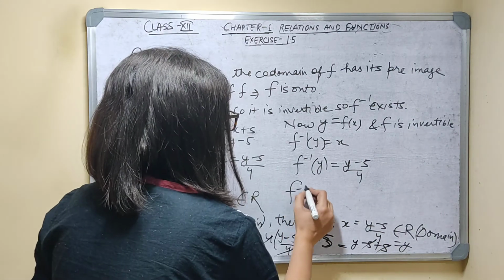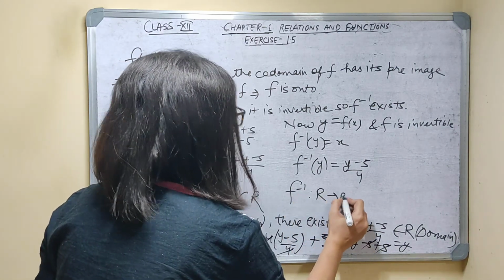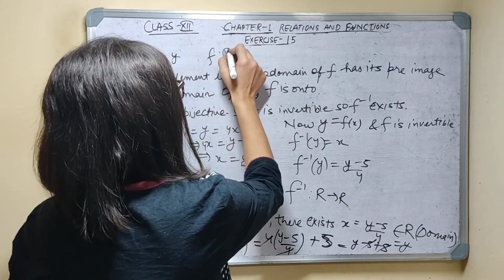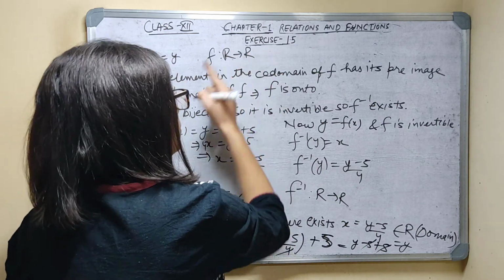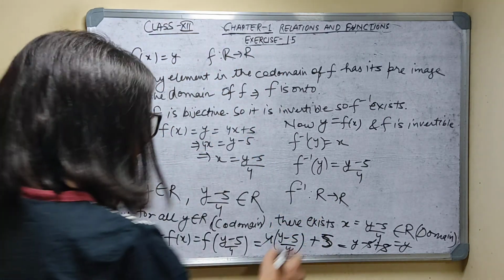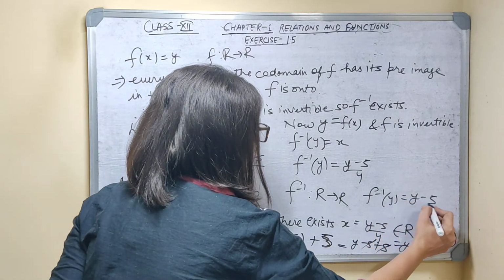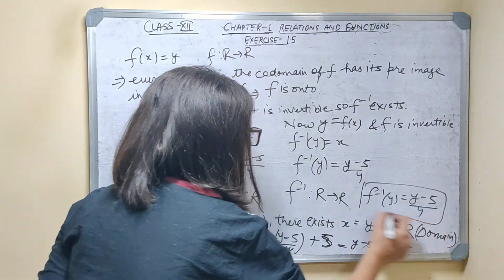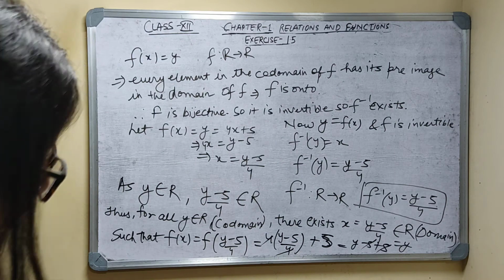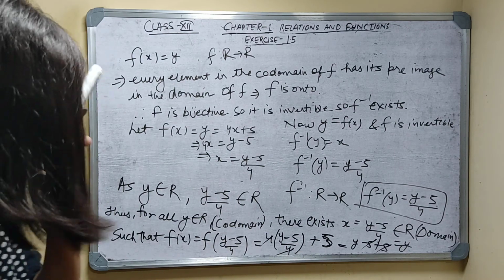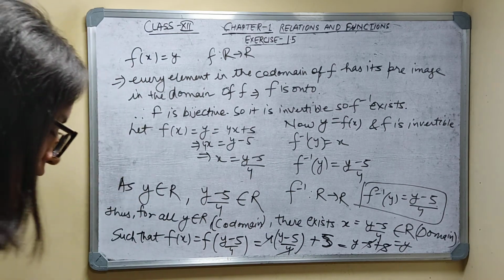So f inverse is from R to R. f is from R to R, so the inverse is R to R only. So f inverse is from R to R, given by f inverse of y is equal to (y minus 5)/4. This is the inverse. This is clear? Question number 5.